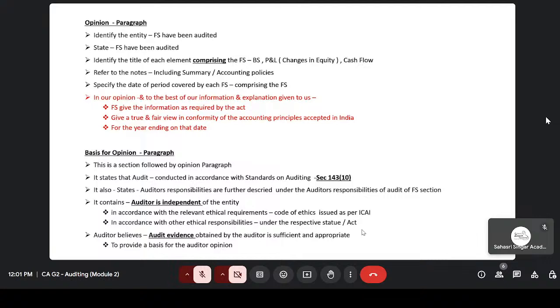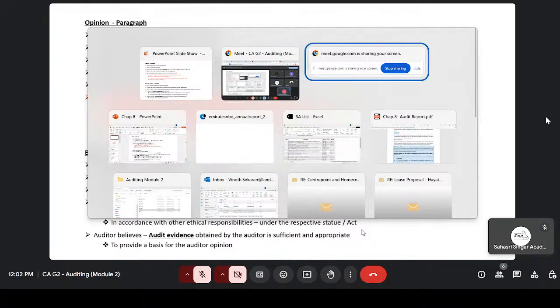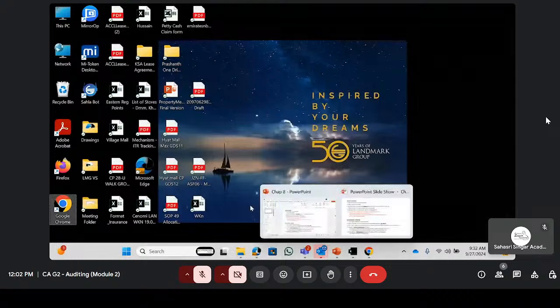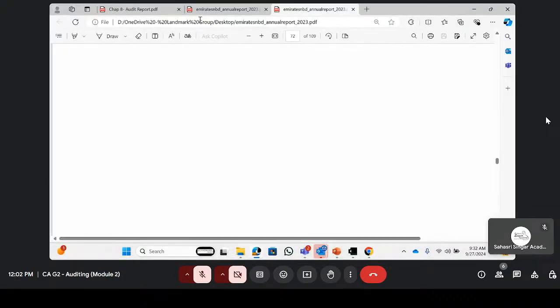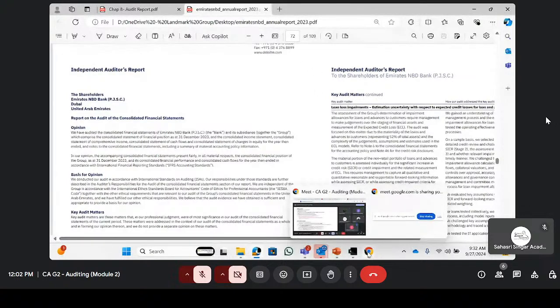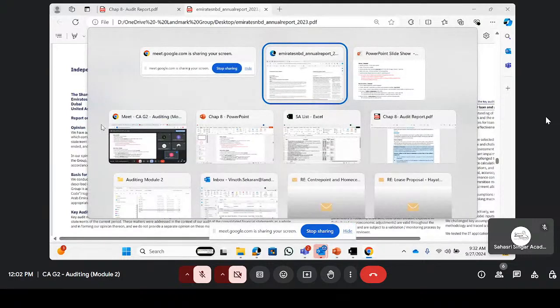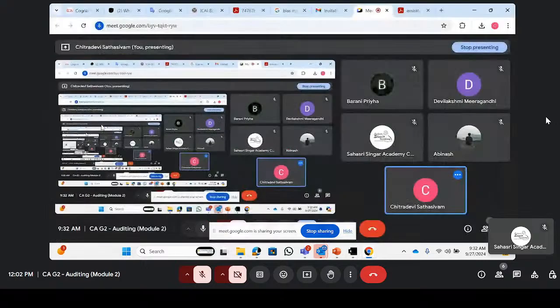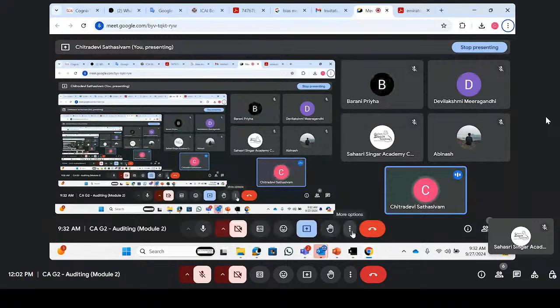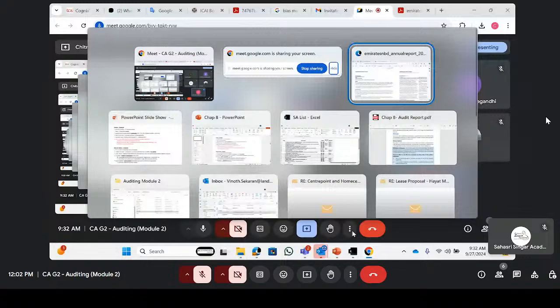Okay. So basically, this paragraph is the opinion paragraph. If you see this, as I told you, where it is. Wait, wait. So open. You can see my screen, no? Can anyone please confirm? Because I doubt that a problem happened in my system.